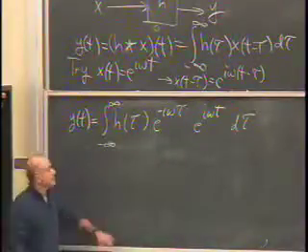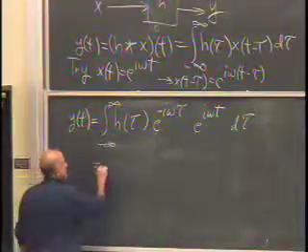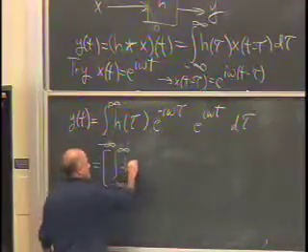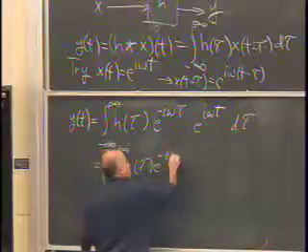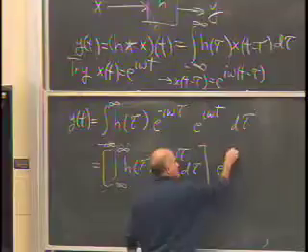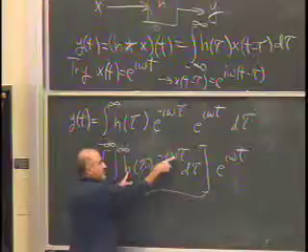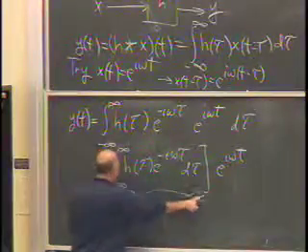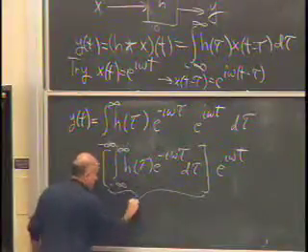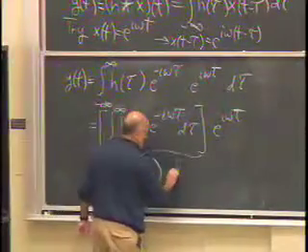What can I do to this complex exponential term? Take e to the I omega t outside the integral, because the integral is over tau. So I have h of tau, e to the minus I omega tau, d tau, this whole thing times e to the I omega t. I have this integrand, which is a function of tau and omega, and I'm integrating over tau. What am I going to be left with? A function of omega. I call that capital H of omega, and that's the frequency response of the filter.